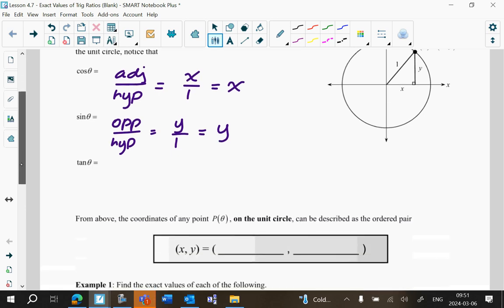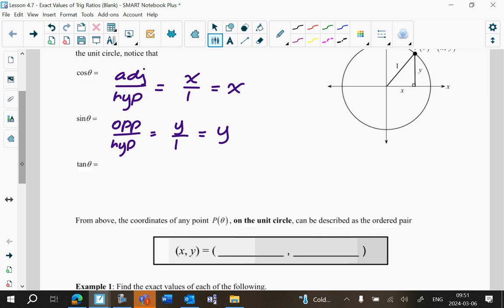The tan, we have to do a little bit of work because it's opposite over adjacent. It will be whatever the y value is, divide the x value. So we're going to have to divide those two to get our answer. Okay?